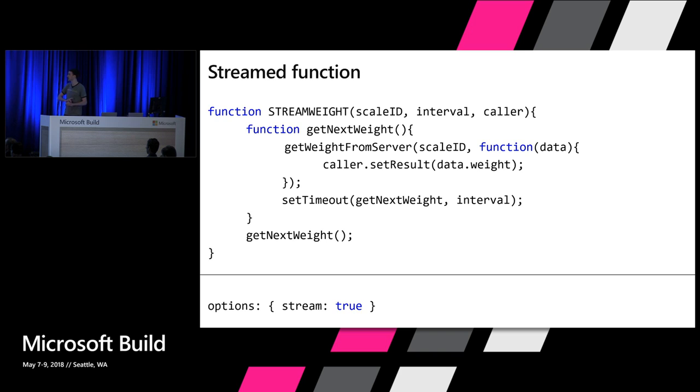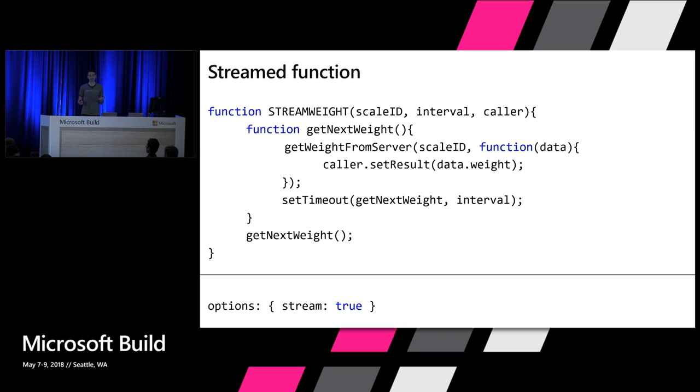How do you get that callback? It's the caller parameter. Look up at the top line of code there. streamWeight, and then it says scaleId, interval, and caller. That last parameter is automatically added to any streaming function that you declare. By the way, look at the bottom line of code there. In the options, you set stream to true in order to enable this feature in the metadata that I talked about. So when streaming is true, you get that caller. And you see that line in the middle, caller.setResult.